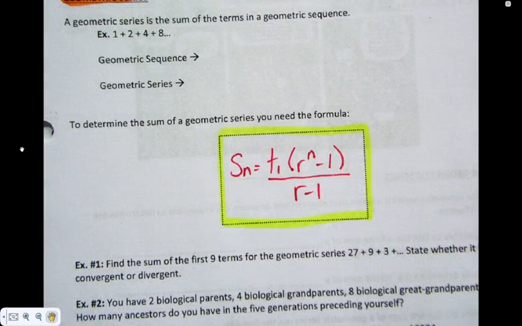Do you have your paper? Do you have the title on your paper?